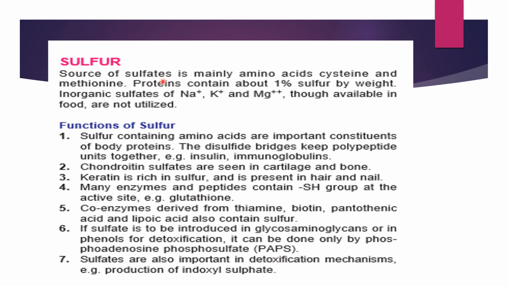The sources of sulfur or sulfate are mainly amino acids like cysteine and methionine. Proteins contain about 1% sulfur by weight. Inorganic sulfates of sodium, potassium and magnesium, though available in food, are not utilized.